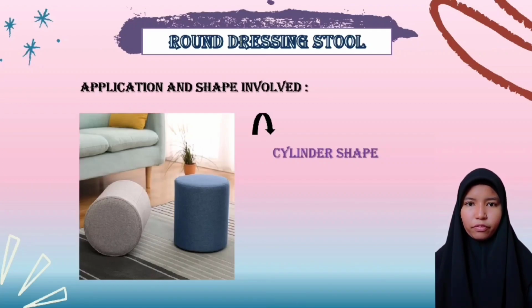The shape that is involved in the round dressing stool is a cylinder. It is used every time you want to put on makeup, apply skincare, wear a hijab and others. There is also a round dressing stool that can open its cover. We can store things like wet tissue and others in it. Round dressing stools also have a variety of designs and colors. That's all for the application and shape that is involved in the dressing stool.